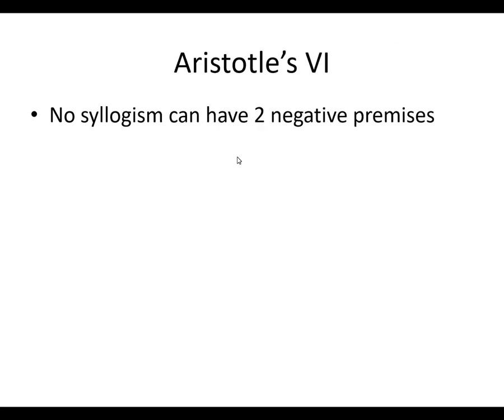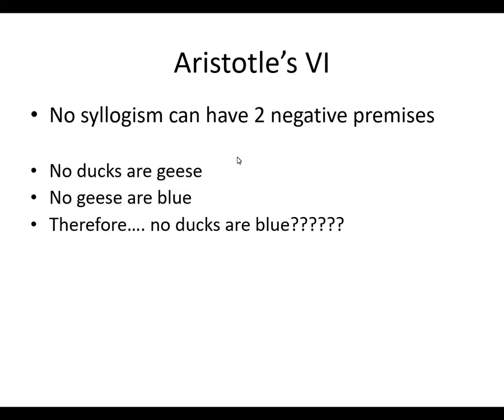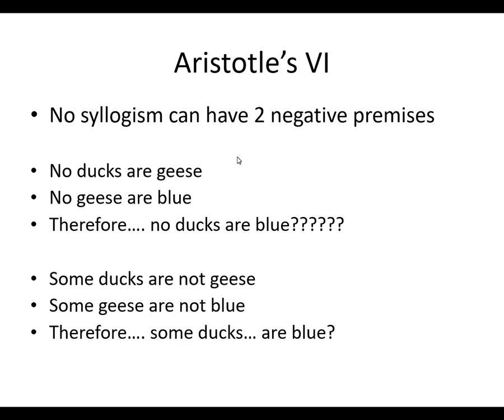Next, no syllogism can have two negative premises, or more precisely, no conclusion logically follows when you have two negative premises. Establishing separation from one thing does not establish overlap with another, not without some other premise. No ducks are geese, no geese are blue, therefore no ducks are blue? Some ducks are not geese, some geese are not blue, therefore some ducks are blue? Just doesn't follow. Nothing's been established. It's just separation. There's no overlap to conclude. Nothing's been put together. It's just been pulled apart.